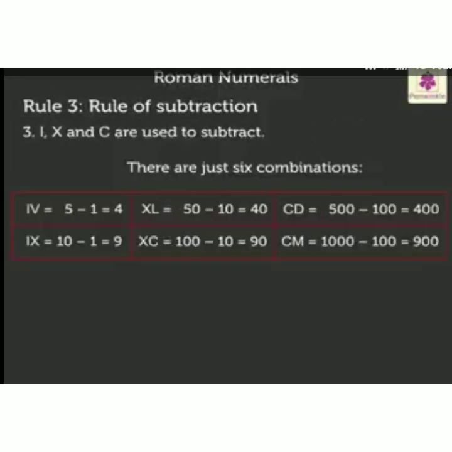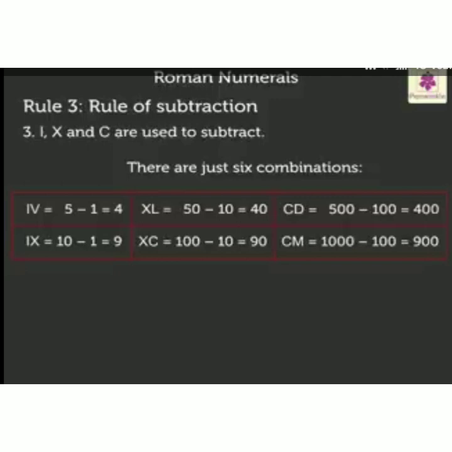See, in the rule of subtraction, there are just 6 combinations. 5 is the greater value, 1 is the smaller value, it is left to V, so I have to subtract. So 5 minus 1 is equal to 4. L is 50, X is 10, X is left to the greater value, so 50 minus 10 is equal to 40. D is 500, C is 100, it is left to 500, so 500 minus 100 is equal to 400. Similarly, X is 10, I is 1, it is left to X, so 10 minus 1 is equal to 9.